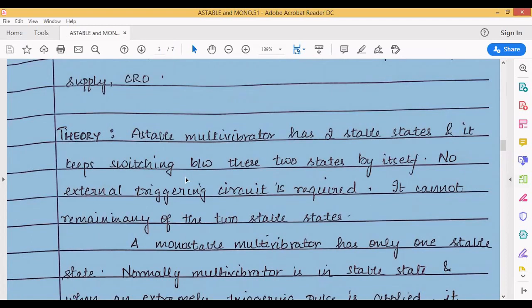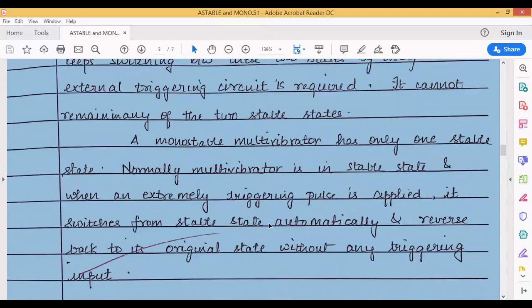It cannot, because it cannot remain in any of the states. It will just go on switching in the case of astable multivibrator. But in the monostable, it will remain in one stable state. So in order to change that, we have to connect an external triggering pulse.